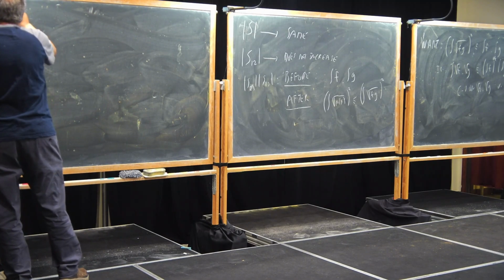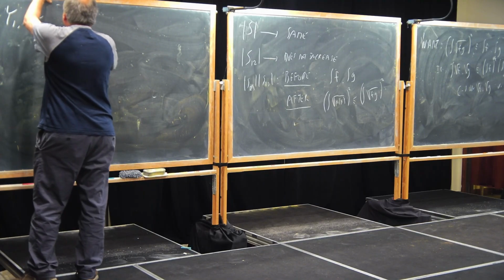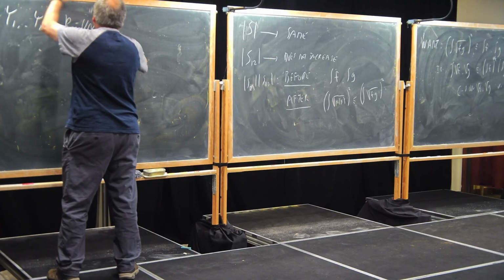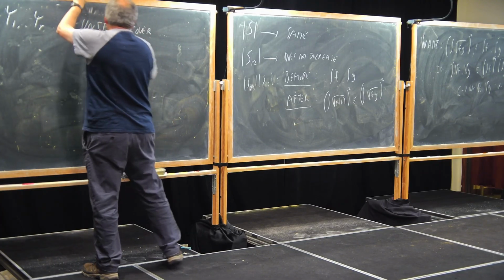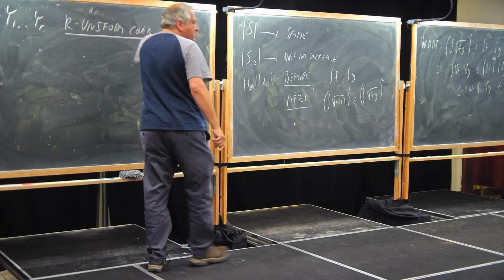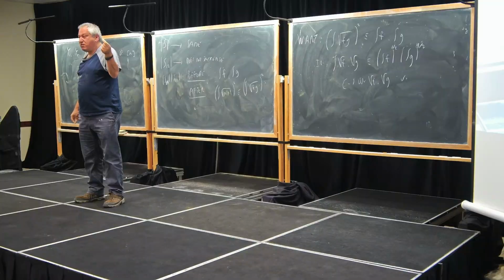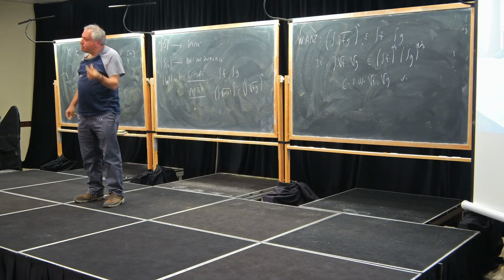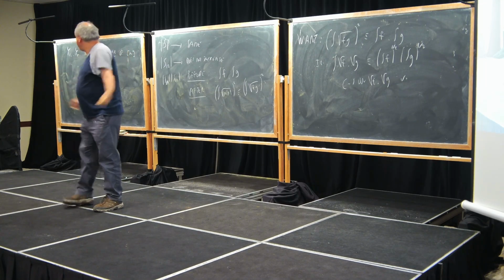So I'll say sets y1 up to yr are a k uniform cover of 1 up to n. So this is saying I liked 1, 2, 1, 3, and 2, 3. Everything occurred twice, right? We didn't like 1, 2, and 1, 3. They occurred different times. We did like 1 and 2 and 3. Everything occurred once. K uniform just says everything occurs k times.